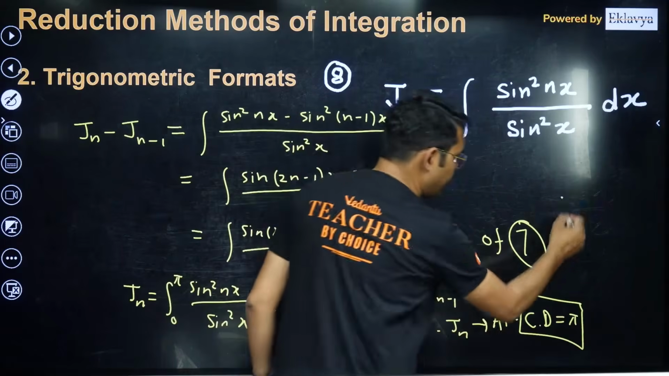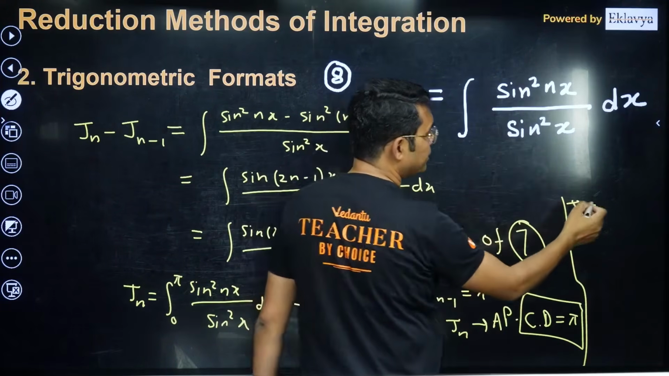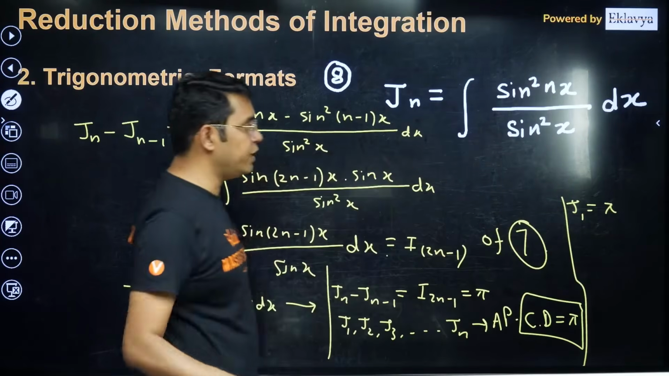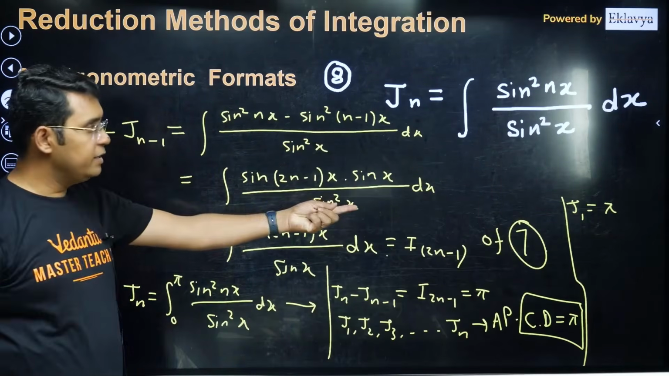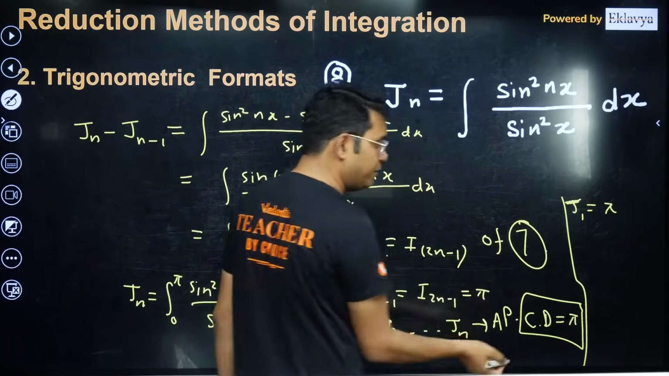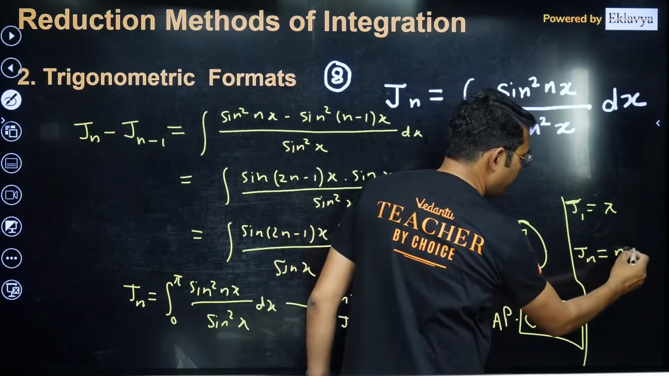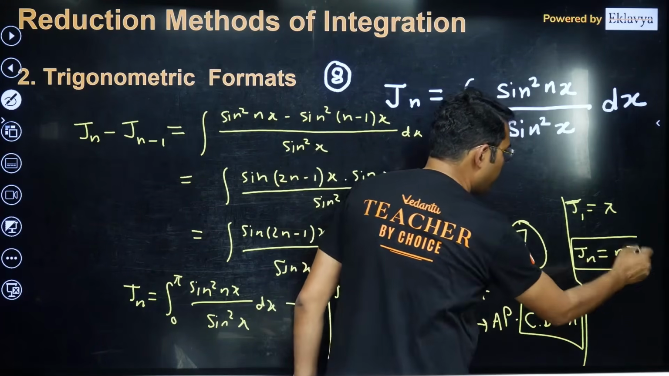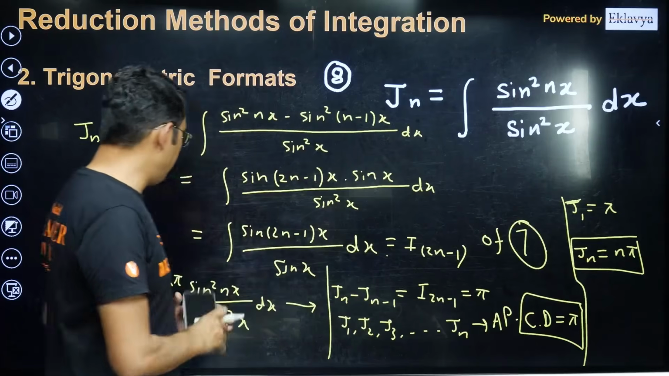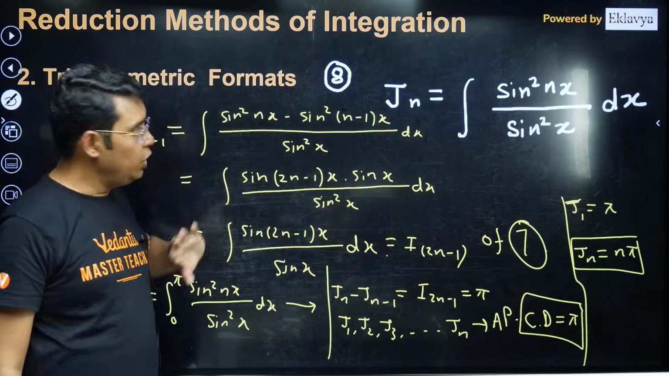And also we can find J1 directly. It will be, I think, pi only. Your sine square x upon sine square x is 1, 0 to pi, J1 will be pi. So if the first term is pi and the common difference is pi, I think we can say Jn, the general term, will be n pi. So for this integral, if it is done from 0 to pi, Jn will be n pi, that's it. So that is also important.